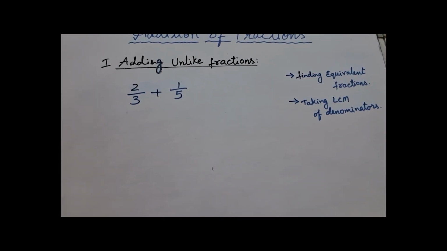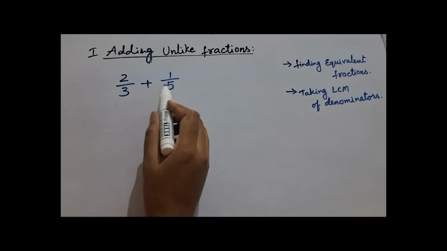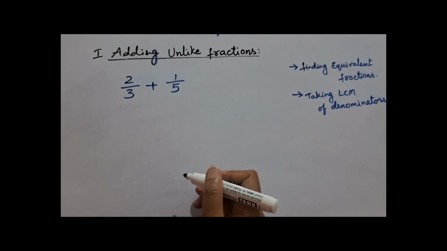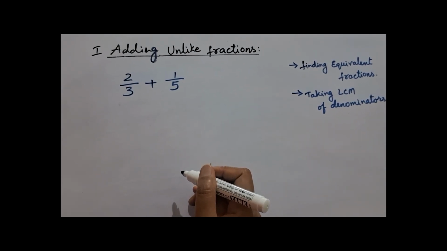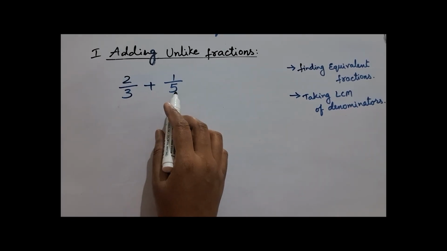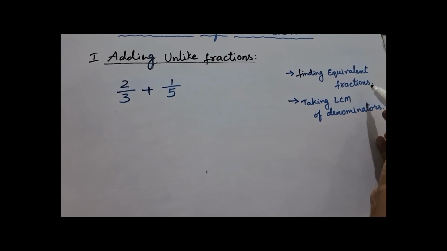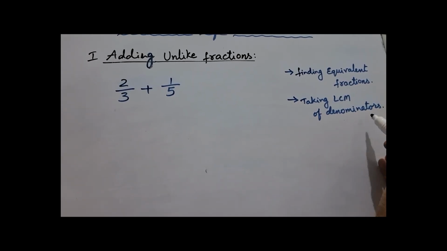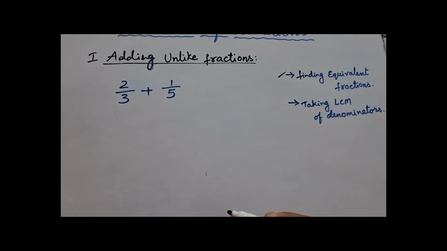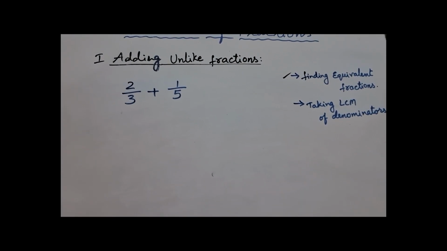Now let's learn how to add unlike fractions, children. When the denominators of two fractions are different, then they are called unlike fractions. Now how to add them? For adding two unlike fractions, we have two methods, children: the equivalent fractions method and the method of taking the LCM of the denominators. First we will see the method of finding equivalent fractions. How can we add two fractions?